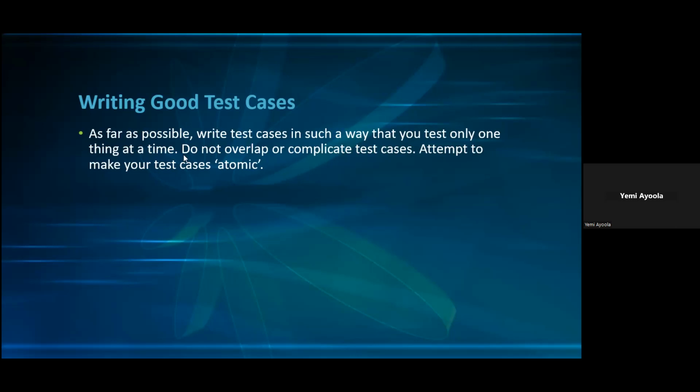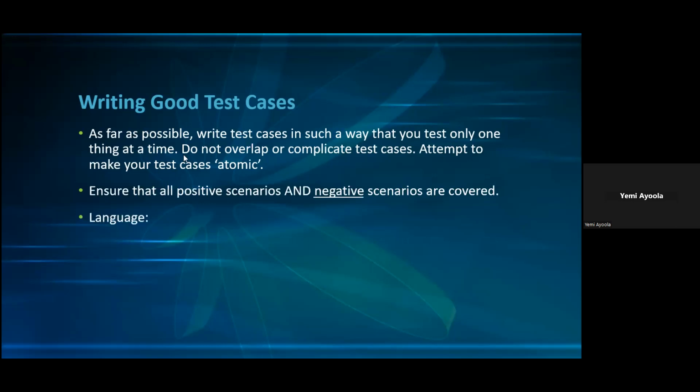So let your test case be precise, one thing at a time. That's what writing a good test case is. Do not overlap or complicate test cases. Please attempt to make your test case atomic, as simple and minute as possible, one simple thing at once. Ensure that all positive scenarios and negative scenarios are covered.